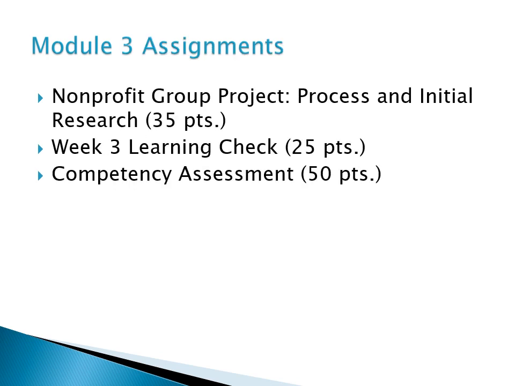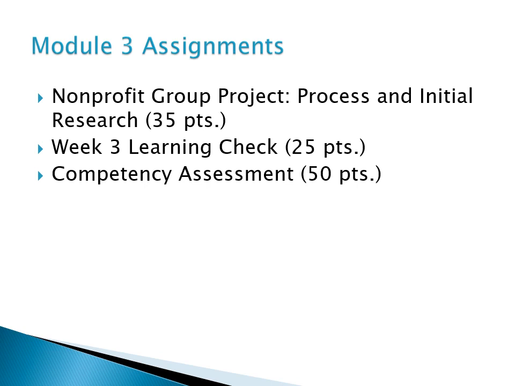All right, so for this week's assignments, and I did post some more details about these in the announcements, you have 3 main assignments. You have your nonprofit group project, the process and initial research. That's going to be worth 35 points, and it's going to be a discussion board post. Again, there are specific questions to answer. Then you have your learning check, that short quiz that's due on Wednesday. And then you have a paper. It's just 2 to 3 pages written, but then also your title page and your references page.